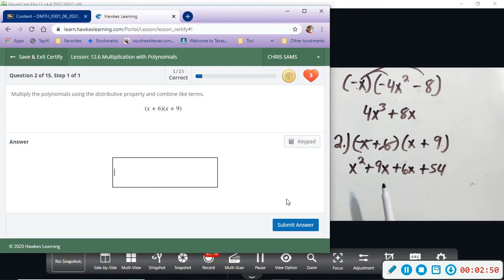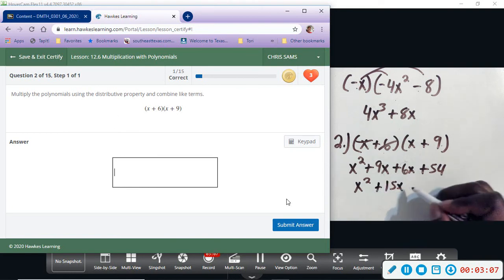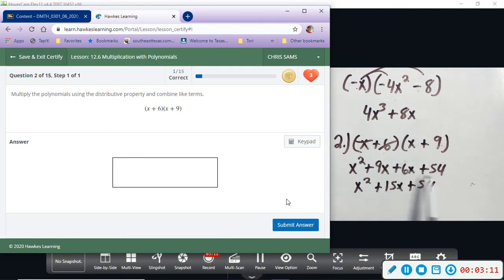And now we're just going to combine like terms. So these two in the middle, now that we've finished multiplying, we have to add these. That's what it says. Positive, positive, we're adding. So we get x squared. This will be a positive 15x, so plus 15x and plus 54. Okay, so first you start out multiplying, and then once you multiply, you either add or subtract to combine like terms. So x squared plus 15x plus 54.